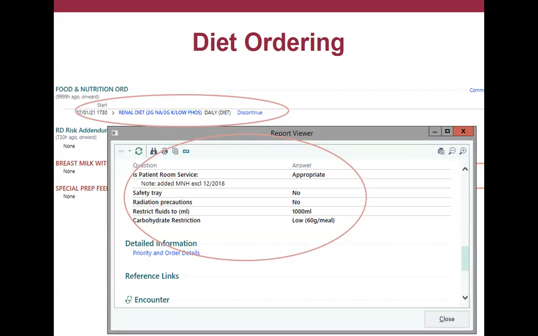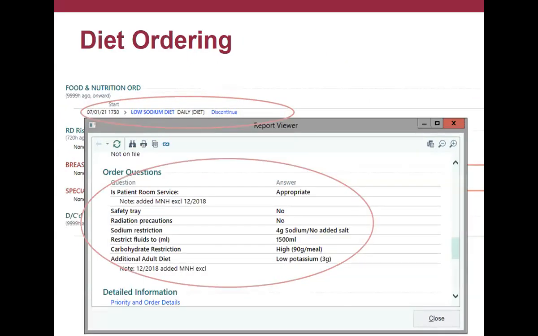That's mean. So what we could do instead maybe is low sodium diet, may do 4 grams salt restriction. Maybe we could do a 1,500 ml fluid restriction. Of course, it's going to be based on labs, clinical data, things like that. Maybe we could liberalize the carbohydrates to 90 grams and see how their blood sugars react. And maybe their potassium's borderline high, 4.8. We could do a 3 gram potassium restriction instead of the renal diet, which is 2 gram and low phos. So this is a nicer diet order for our patients.